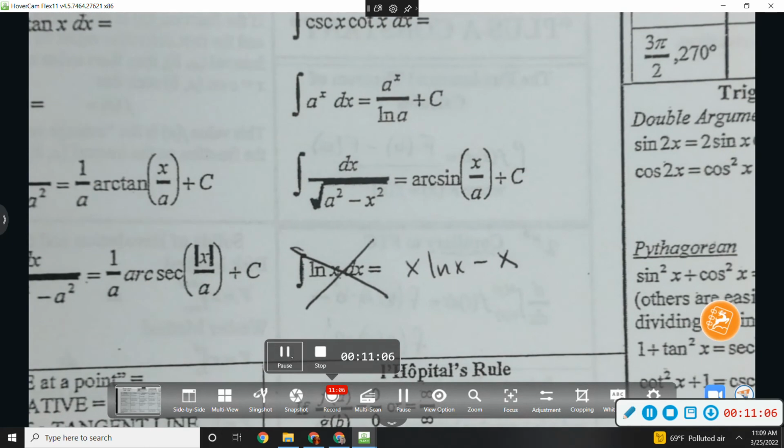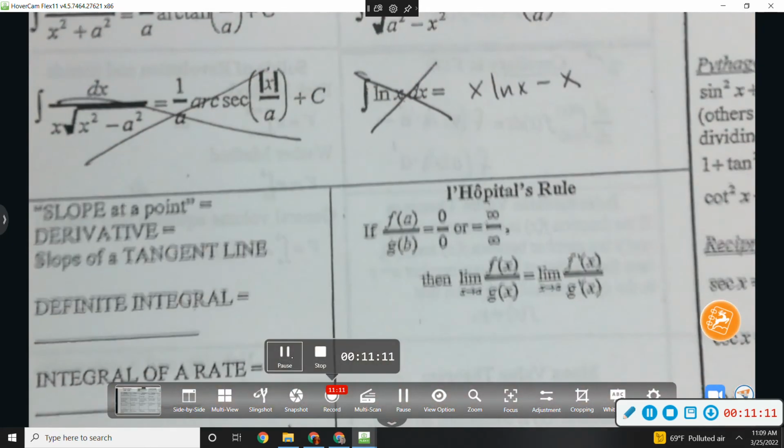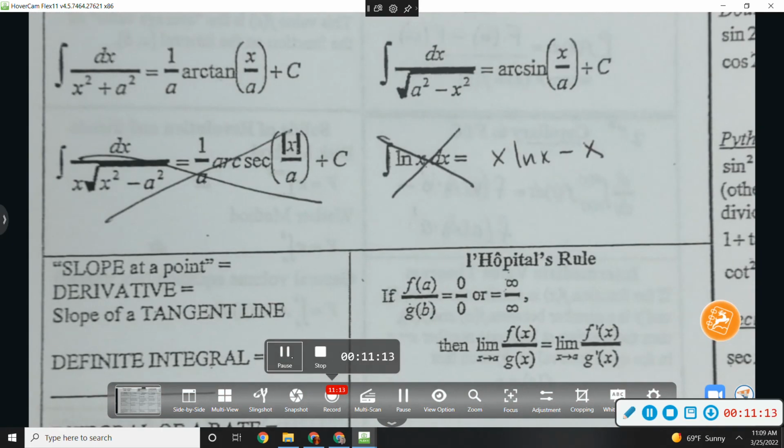Now the rest of those you should be able to fill in. There's that arcsecant. We could mark that out. It's filled in, but we didn't do that. And I don't think you'll need to do that.